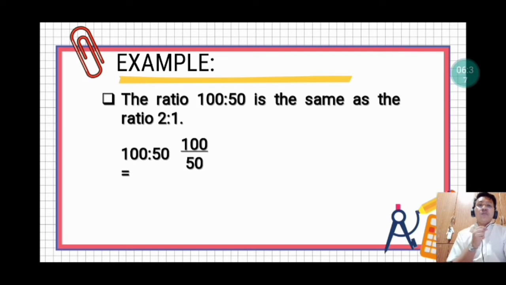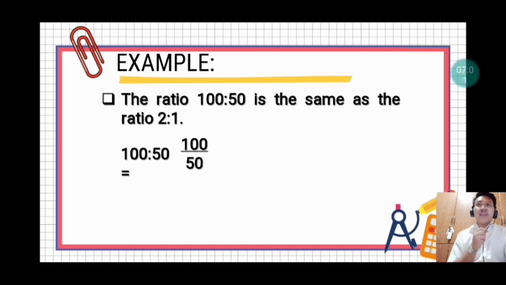So, we need to simplify it. 100 is to 50 into fraction form. That would be equal to 100 over 50. Okay? Then after that, 100 over 50, we need to reduce this fraction. We need to simplify this fraction into simplest form. Okay?